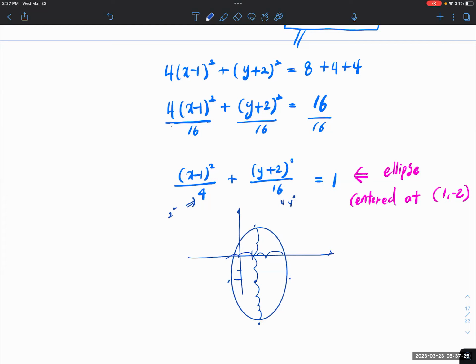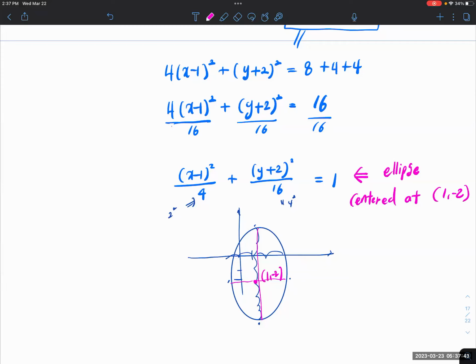So what I'm saying is, this is the center, 1 comma negative 2. On the x-axis, the radius is 2. On the y-axis, the radius is 4. So this is an ellipse. Okay?